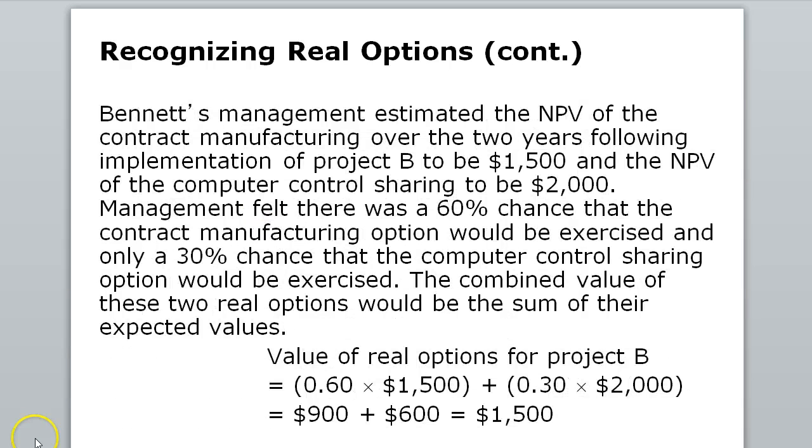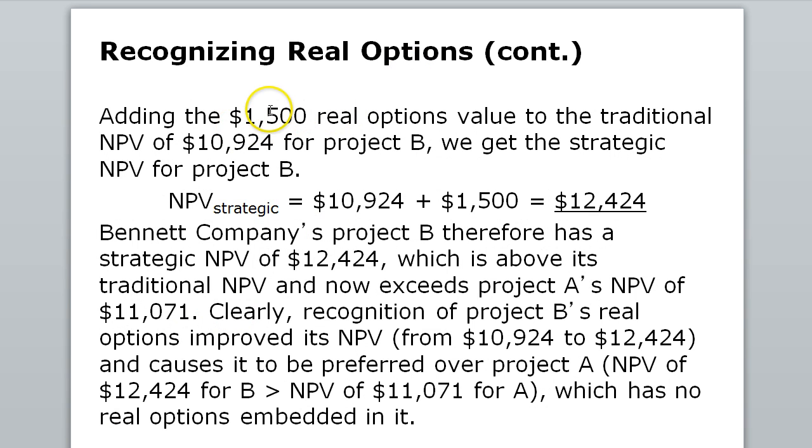All right. So now if we add the $1,500 of real option to the value of the traditional net present value, we're going to elevate that to 12,424 for Project B. So now Project B has a strategic net present value of 12,400, which is well above its traditional net present value and exceeds Project A's net present value of 11,000. So now Project B is more acceptable than Project A. Recognizing and quantifying a project's real options helps to improve our decision-making abilities within capital budgeting.